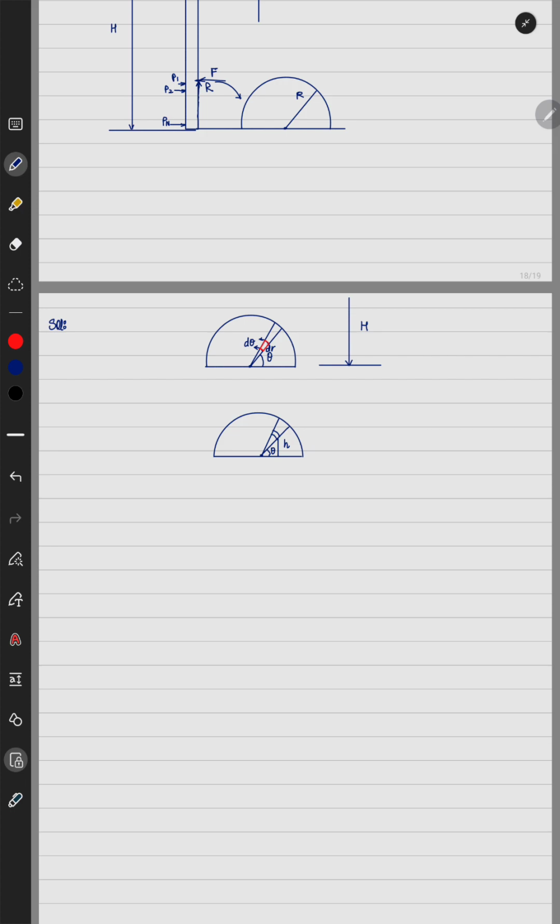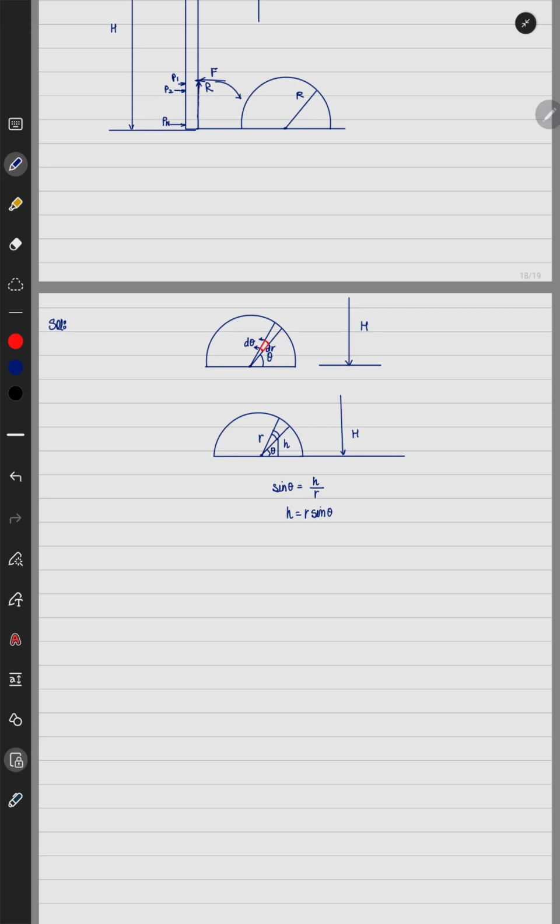This is capital H from the top, the bottom is located at a capital H depth. So what is sine theta? This is small r. At a small r distance I have taken dr. Sine theta is equal to h divided by capital R. So h is given by r sine theta.